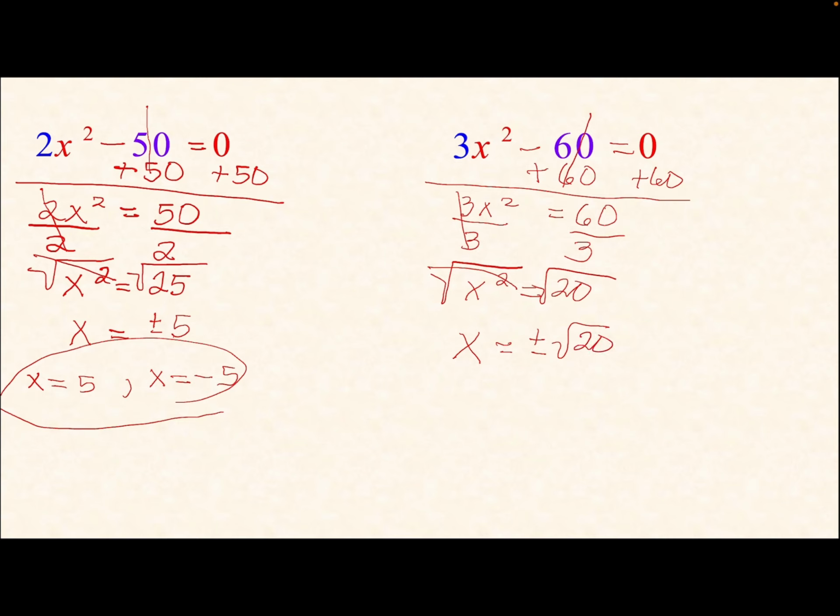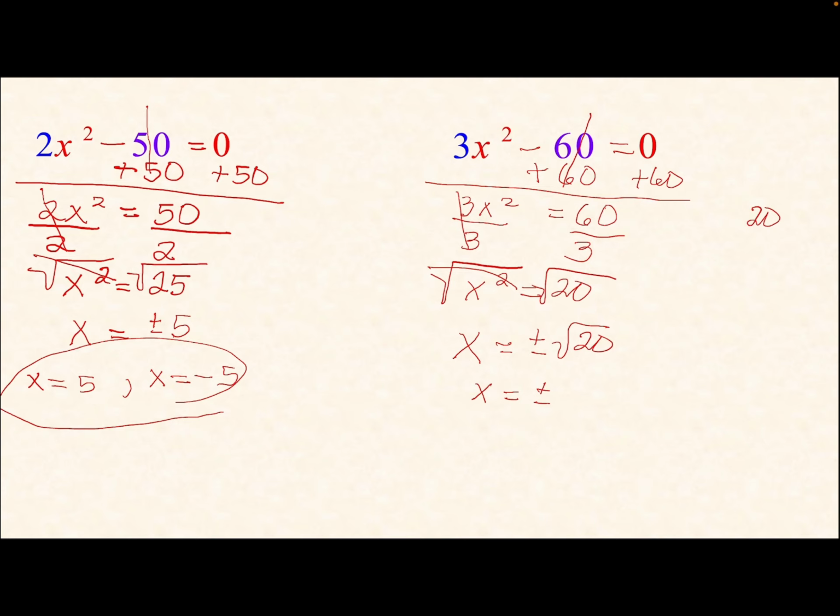Now, is 20 a perfect square? When we say it's a perfect square, we can extract the square root exactly. No. So, your answer here, x is equal to positive and negative, what will be the square root of 20? So, your answer here can be decimal or it can be this way. Let us simplify 20, or let us factor 20, I should say.